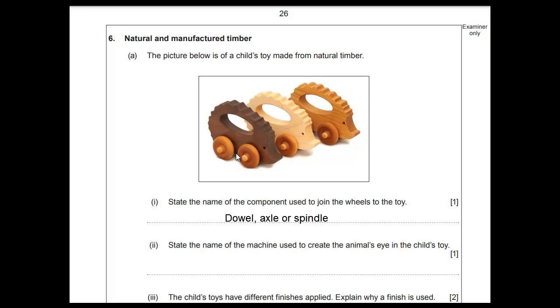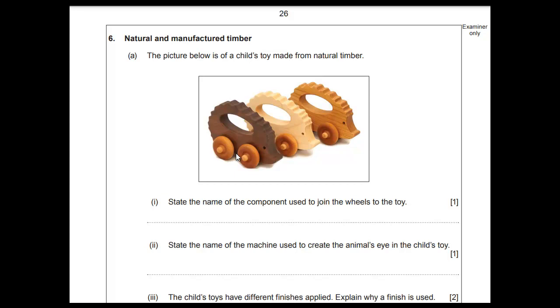So really the answers to this question would either be a dowel, it could be a spindle, or it could be an axle. So any one of those would have given you 1 mark. The correct sort of mark that you would actually go for is to say that it would be a spindle or an axle made of dowel.